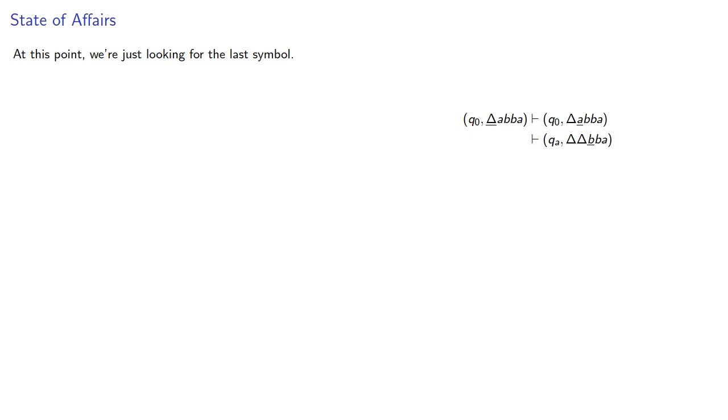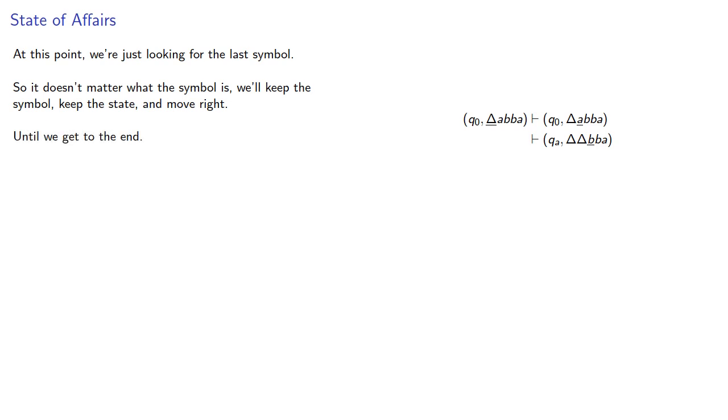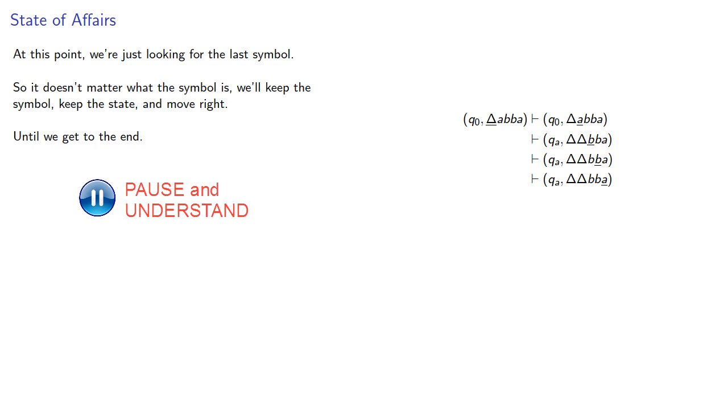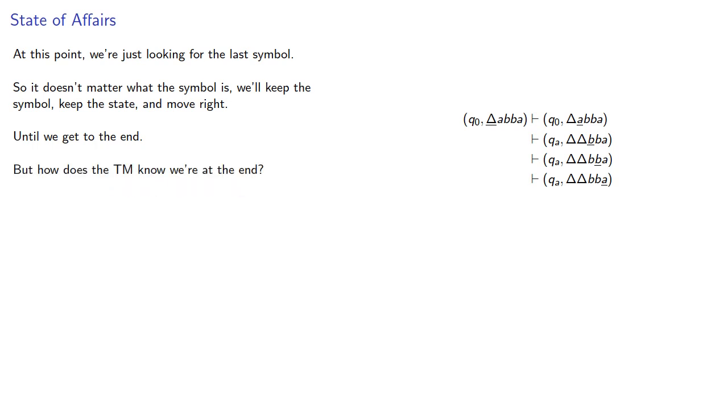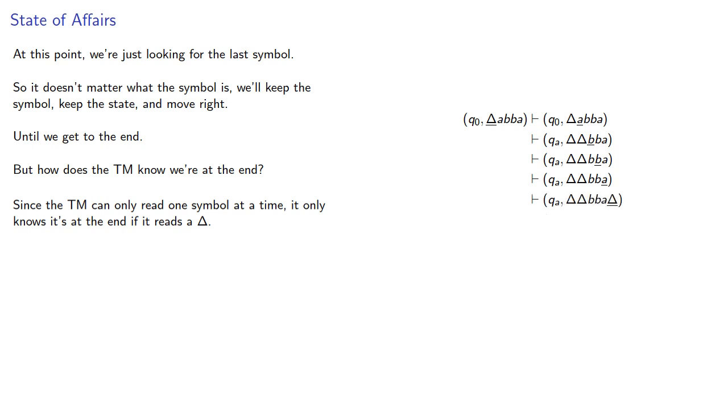At this point, we're just looking for the last symbol, so it doesn't matter what the symbol read is, we'll keep the symbol, keep the state, and move right until we get to the end. But how does the Turing machine know we're at the end? Since the Turing machine can only read one symbol at a time, it only knows it's at the end if it reads a blank symbol. And so when we read the blank symbol, we have to move left.